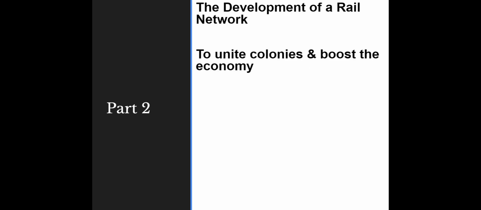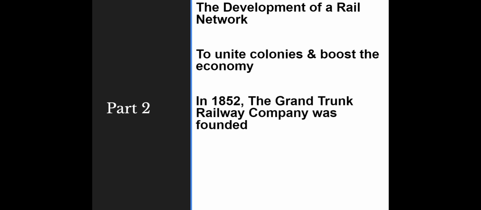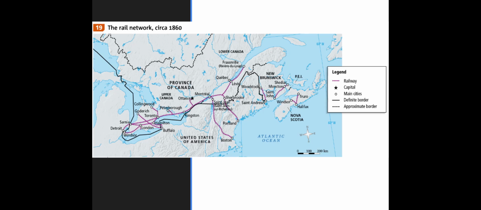To boost the economy and unite the colonies, the expansion of the railway network was necessary. In 1852, the Grand Trunk Railway Company was founded, and this would be a rail network that would be able to connect the colonies and allow the colonies to trade goods between each other. Here you see in document 19 the development of the railway and how it was able to connect the colonies and facilitate trade.